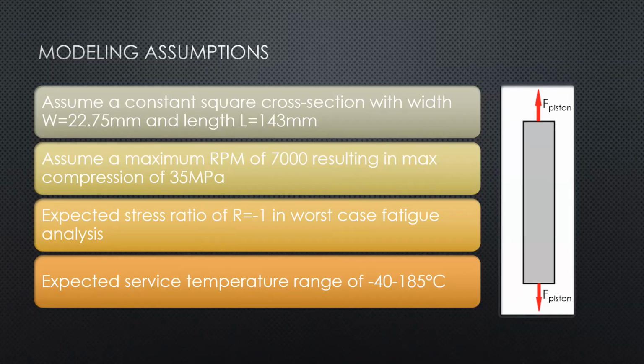And we want to have a stress ratio of -1 to have the worst case fatigue analysis, so that way we know that this piston will survive in all cases. And we wanted an expected service temperature range of -40 to 185 degrees Celsius. 185 degrees Celsius is the expected operation temperature for a normal internal combustion engine, and then -40 degrees for when the engine is stopped and it's in its starting warm-up phases, especially in places like Alaska and Canada.